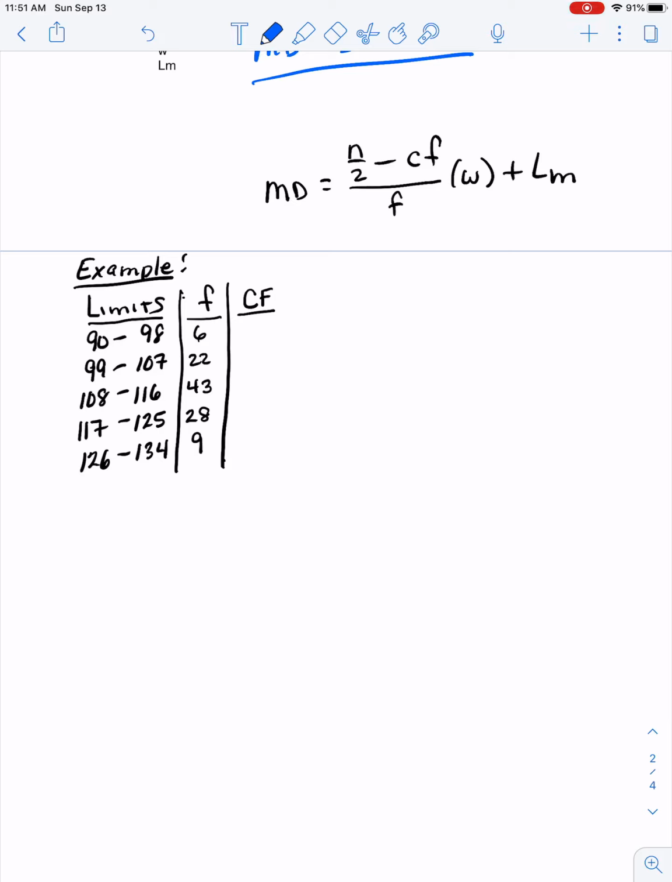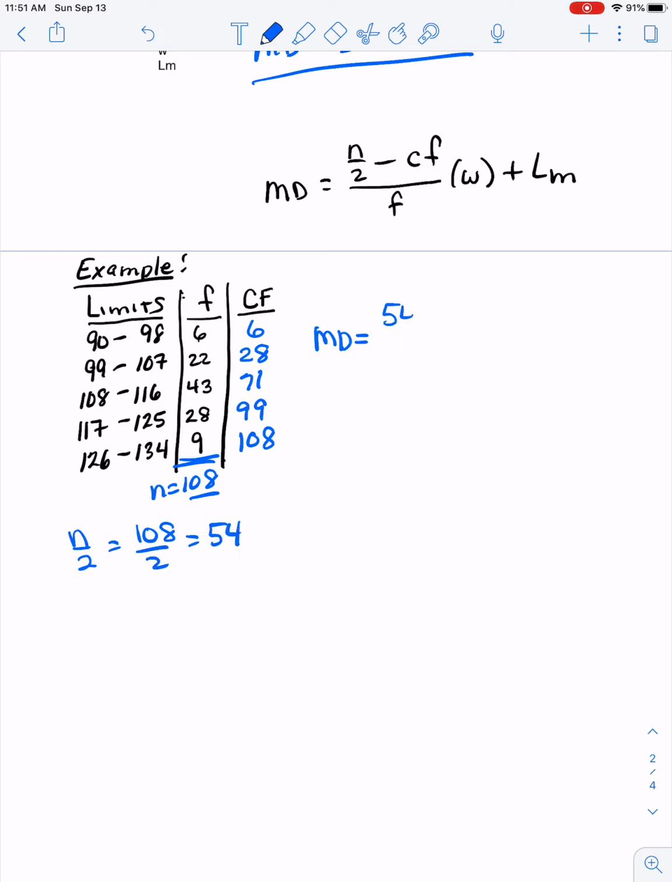Okay, so coming across here, we'll start with a CF of 6 and add 22, so we're at 28. Add again, 71. This one adds up to 99, and then we're at 108. So that tells me the sum of my frequency is 108. All right, so let's see if we can calculate this and see what we get. Okay, so median is going to be n over 2. All right, so n over 2 is going to be 108 over 2, which is 54.